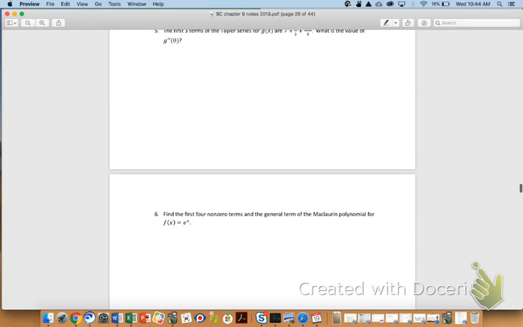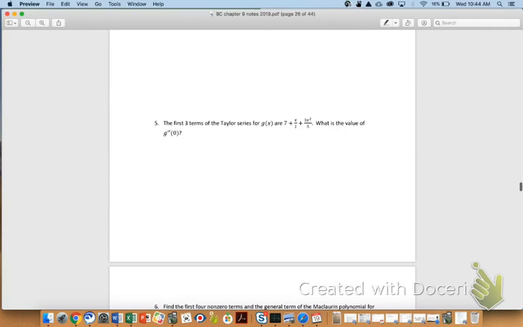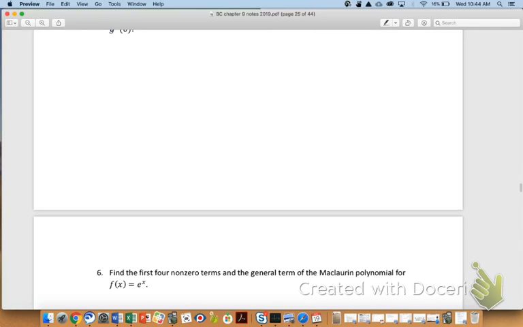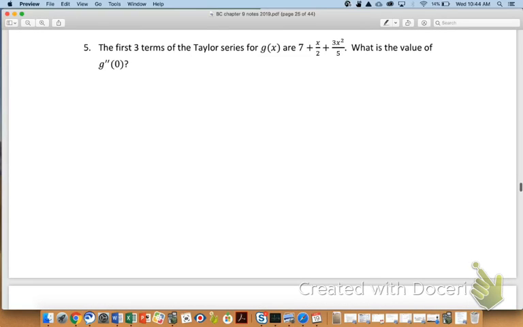It says the first 3 terms are given there for g of x. What is the value of g double prime? Okay, I'll give you a few minutes. Look it over. But the g double prime will be over 2. So it's just 1.